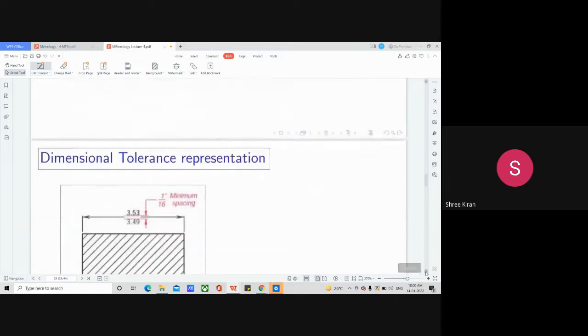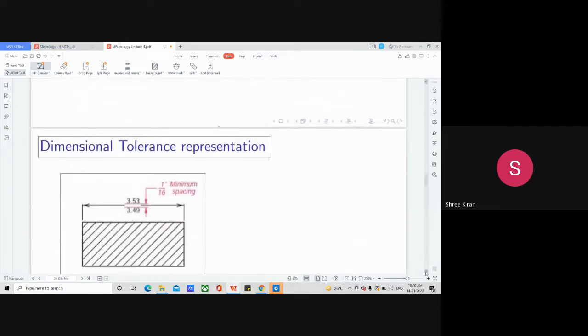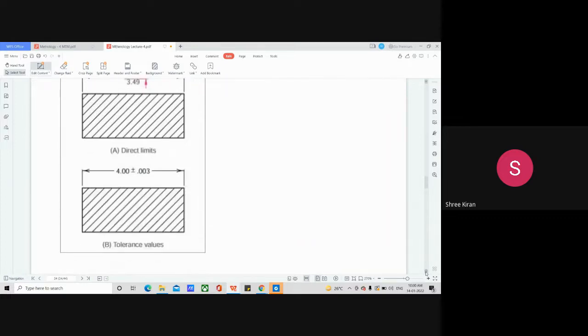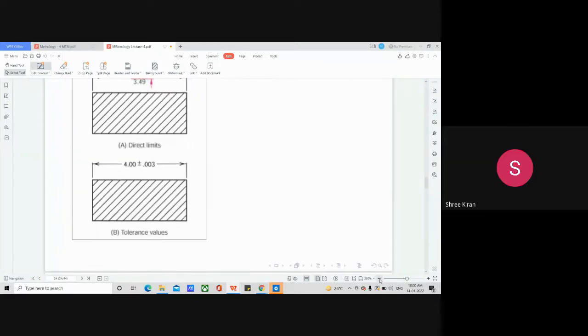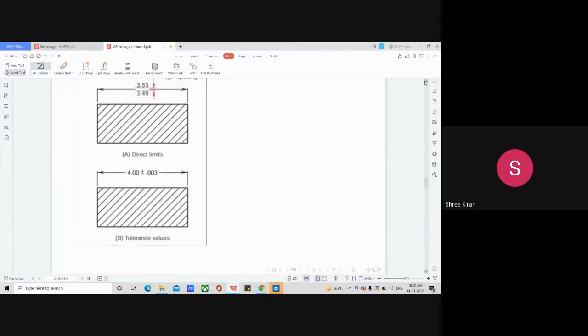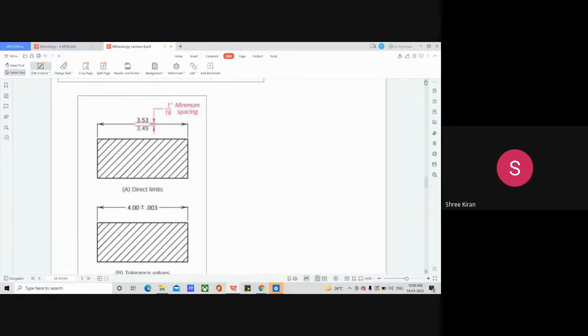Then, dimensional tolerance representation. This is a figure you can see. It shows the direct limits and then the tolerance limits. This is a figure regarding the dimensional tolerances. In the case of dimensional tolerances, we have two aspects: one is the direct limit, the second one is the tolerance value.